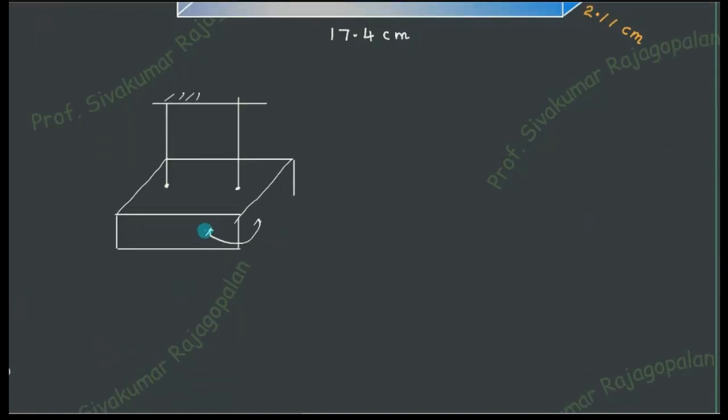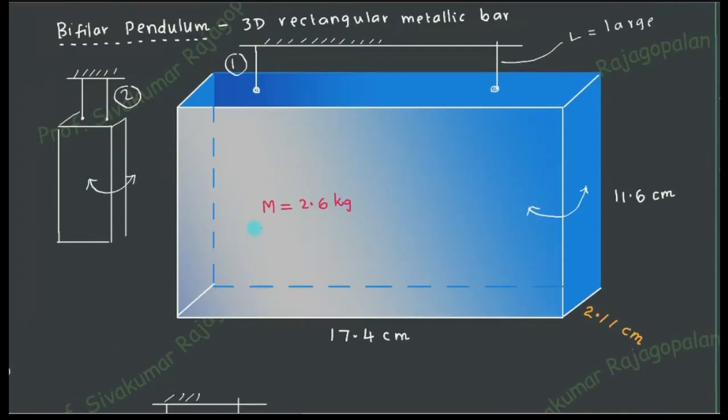And then you have to fill the tabular column saying that the number of oscillations made is 10. For 10 oscillations, this is the time taken. Therefore, for 1 oscillation, how much time is taken. Once you finish this calculation, you make use of these constants: the mass of the material, length, width, and height. That's all about it. You substitute in that formula, and you'll get the moment of inertia.